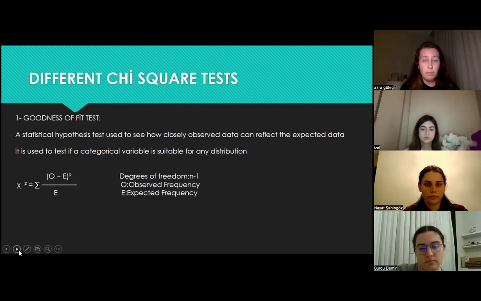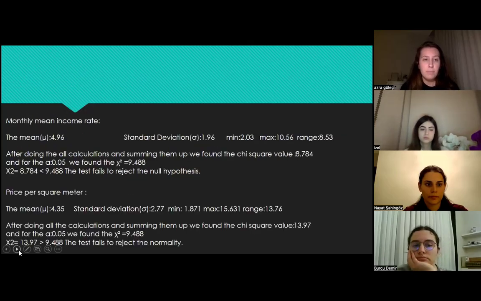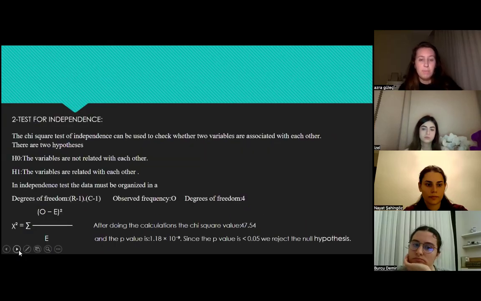So, the different chi-square tests. The first one is the goodness of fit test, a statistical hypothesis test used to see how closely observed data reflect the expected data. When we do the calculations, the test fails to reject normality for price per square meter, and the test fails to reject the null hypothesis for monthly mean income rate.